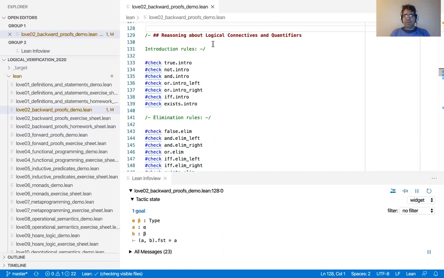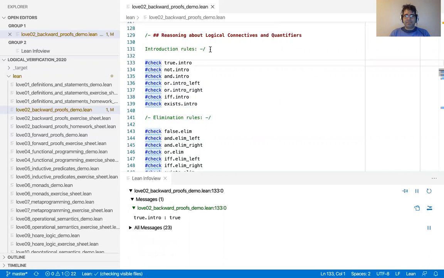And the trick is to use so-called introduction and elimination rules, which are simply lemmas. And the nice thing about lemmas is you can treat them just like functions or terms. You can use #check on them to see them. And you see, true.intro, the introduction rule for true, is simply the formula true.